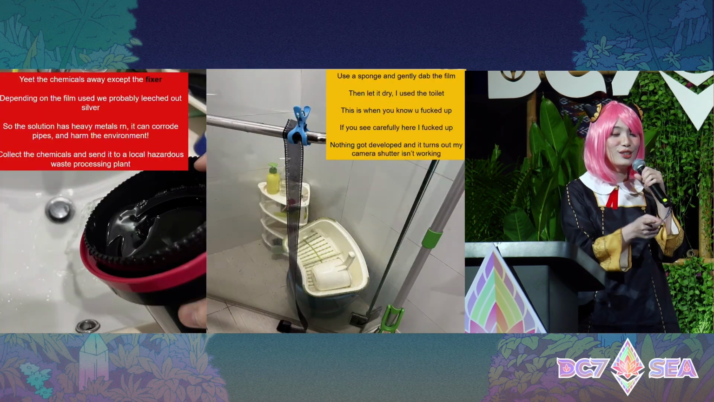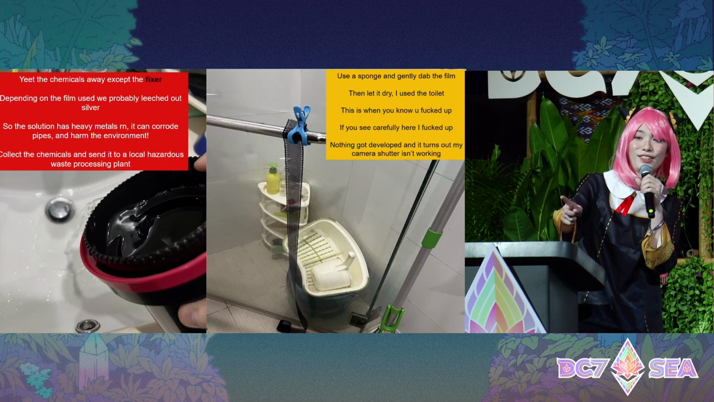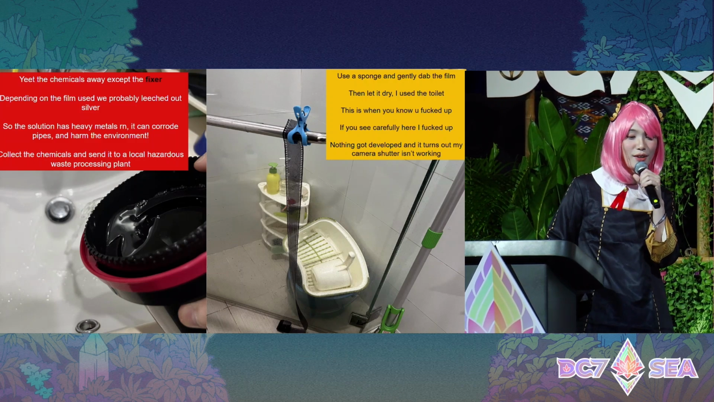Oh, and also one interesting thing. Apparently, these are all heavy metals because they're silver metals. You shouldn't pour them in your toilet. I accidentally poured some in my toilet, so I might have committed some offenses around here.